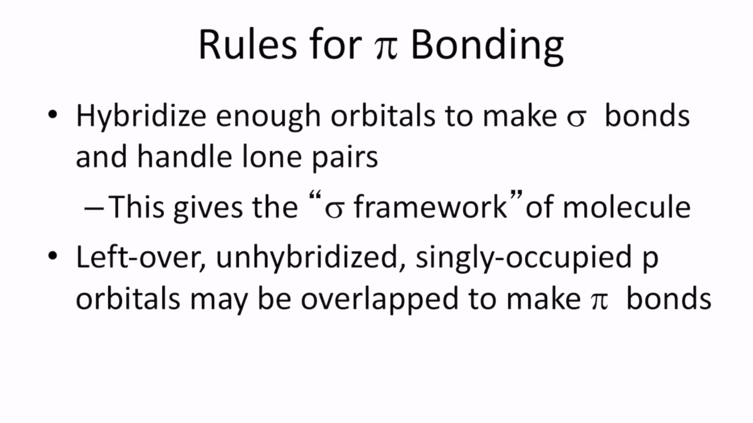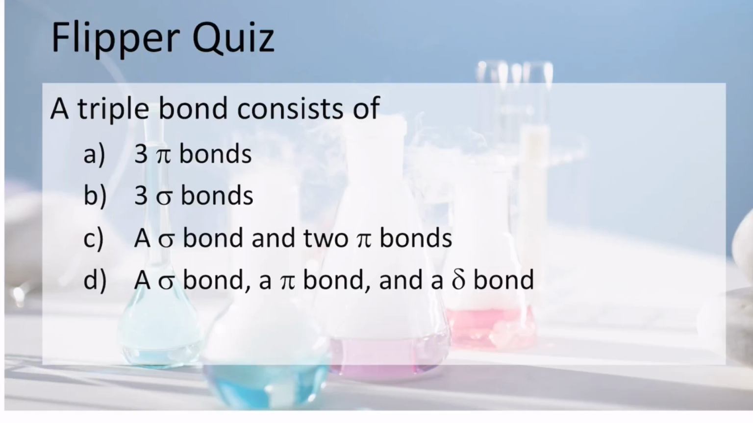The rules for pi bonding are like this. We have to hybridize enough orbitals to make sigma bonds and handle lone pairs. So if I look at my atom, I count up how many bonds there are, just any kind of bond, and then how many lone pairs there are, and add those together, and that's how I decide what the hybridization is. And then if we have any left over p orbitals, they can be overlapped to make pi bonds. So if I have a triple bond, that's going to be a single sigma bond and 2 pi bonds.